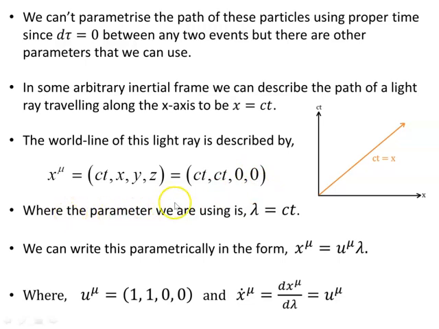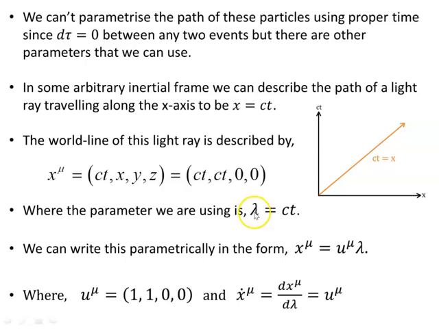Now here the parameter we're using is lambda. This is our affine parameter. Lambda equals c times t. And when I say affine, it just means we can take this parameter and multiply it by a scalar, and add or subtract a constant, whatever. That's the nature of it. That is what's meant by an affine parameter.